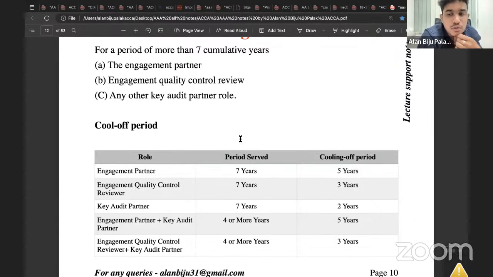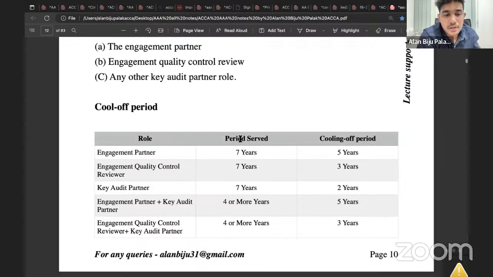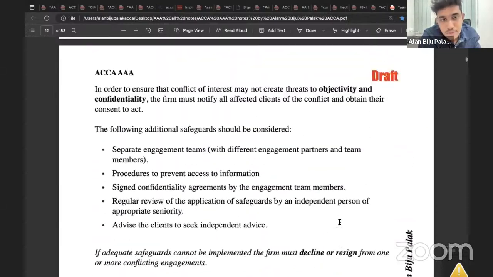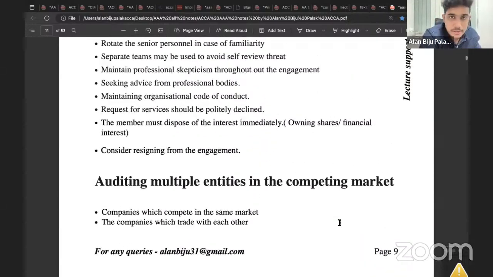And after that, how much should be the cooling off period for each auditor? For the engagement partner, what will be the cooling off period? 5 years. For the engagement quality control reviewer? 3 years. For the key audit partner, it would be? 2 years. And what if we perform multiple roles? If there is a role which includes key audit partner, it will always be 3 years. And if there is a role which includes engagement partner, it will always be 5 years. Exactly. So this is what we need to consider while writing the ethics related matters.